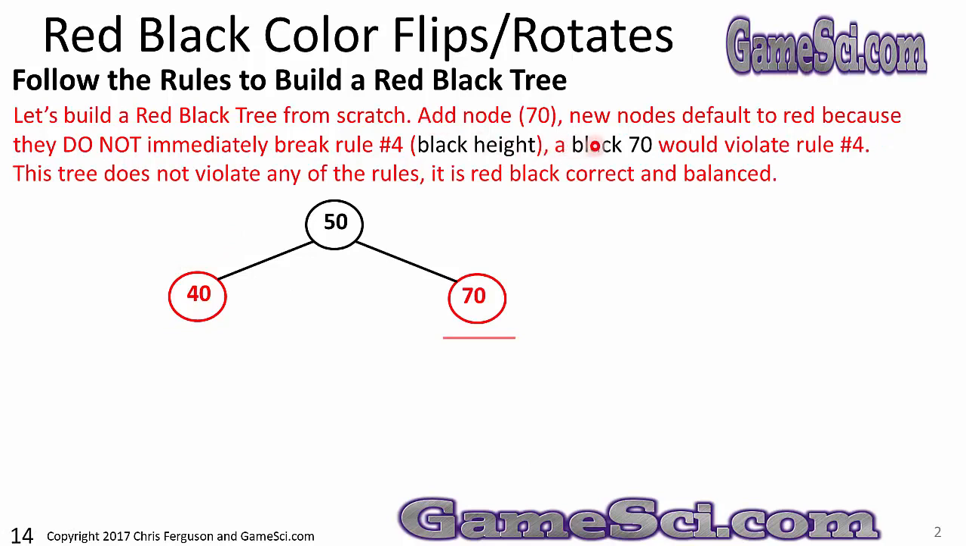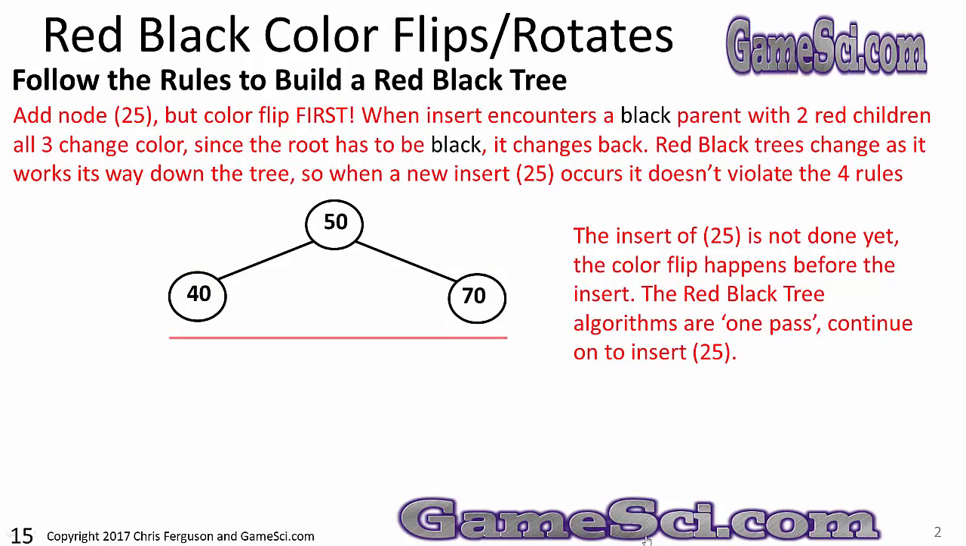Add node 70. New nodes default to red because they do not immediately break rule number 4, the black height. If I put a black 70 here, it would definitely violate rule 4. There'd be 2 black nodes on this path and only 1 black node on that path. New nodes default to red at all times. This tree does not violate any of the red-black rules. It's red-black correct and balanced. Add a new node 25.